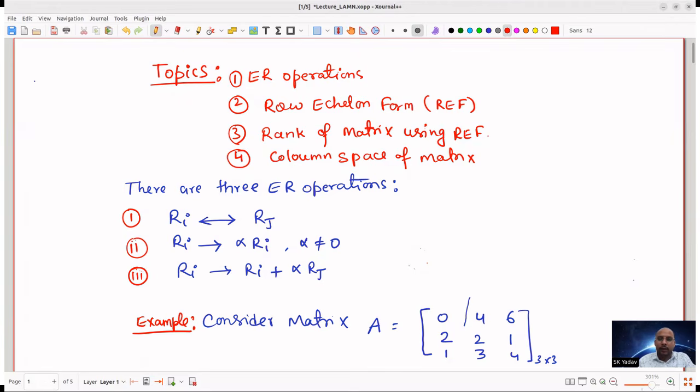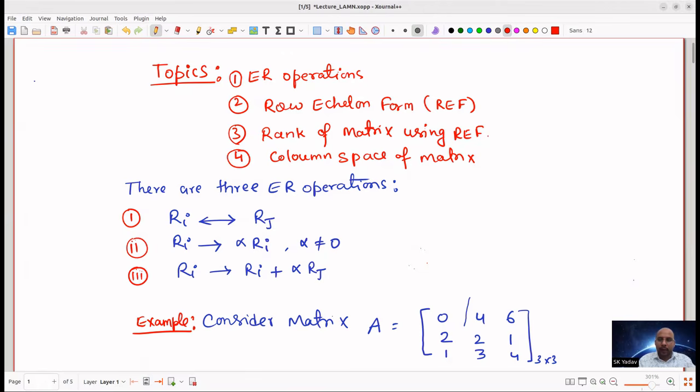Hello everyone. In this video, I will discuss some topics of linear algebra. First, I will start with elementary row operations. Then we will explain what is row echelon form of a matrix. And then I will explain what is the rank of a matrix by using row echelon form. And lastly, how to find the column space of a matrix.